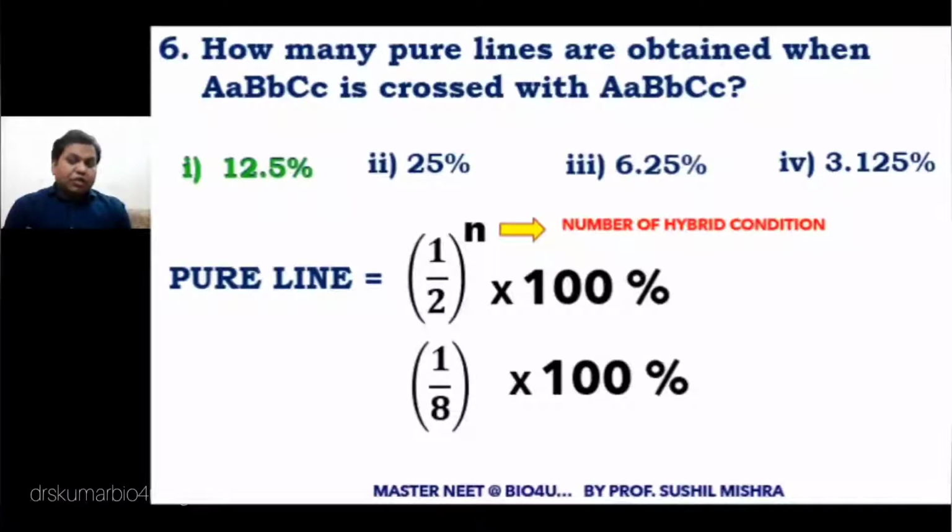Remember this formula I told you: the number of pure lines is always equal to 1 by 2 raised to n, where n stands for the number of hybrid conditions. You can use this formula for monohybrid, dihybrid, trihybrid and so on.